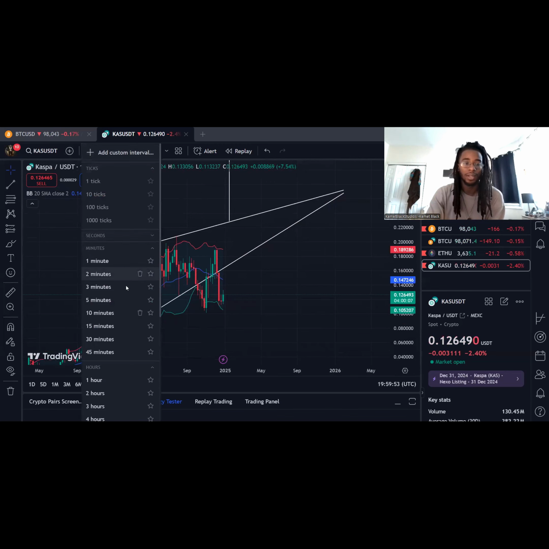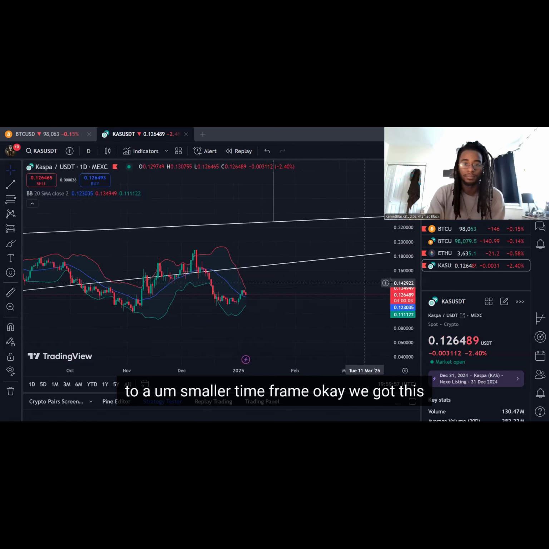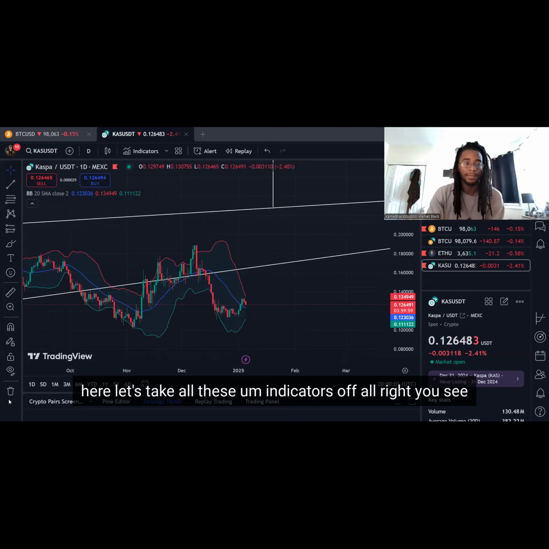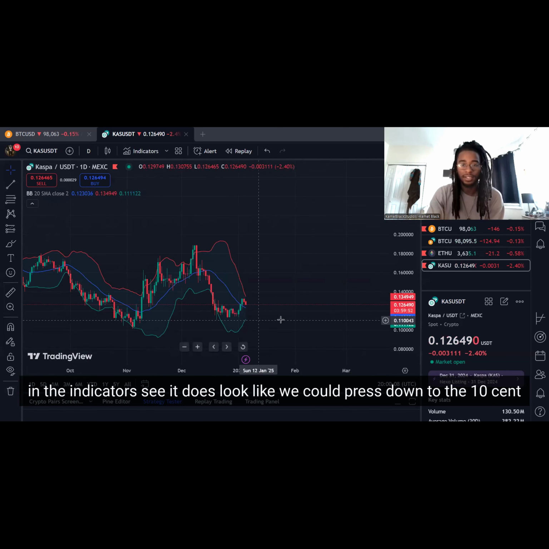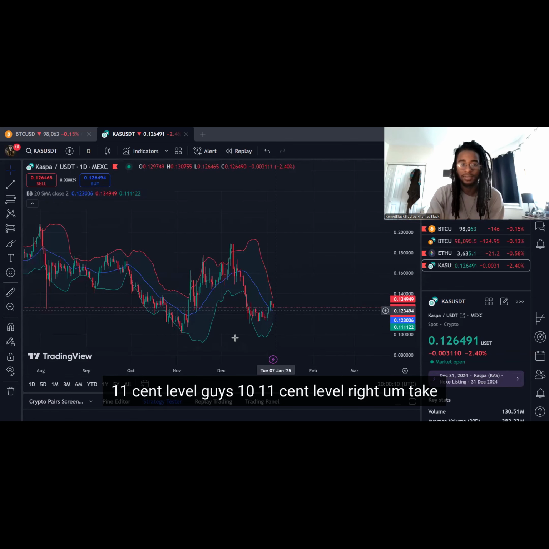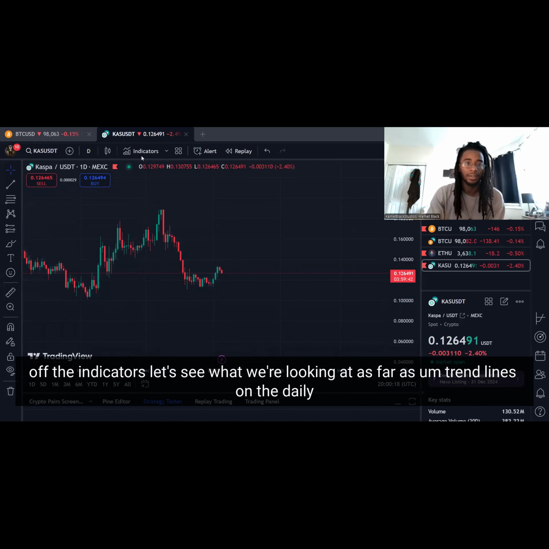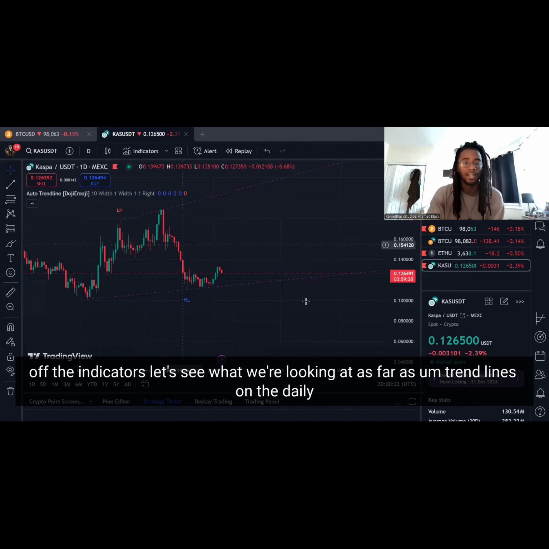Let's take it down to a smaller time frame. Okay, we got this here. Let's take all these indicators off. All right, you see in the indicators, it does look like we could press down to the 10 cent, 11 cent level, guys. So 10, 11 cent level, right? Let's take off the indicators. Let's see what we're looking at as far as trend lines on the daily chart.